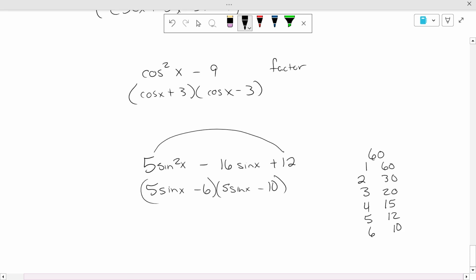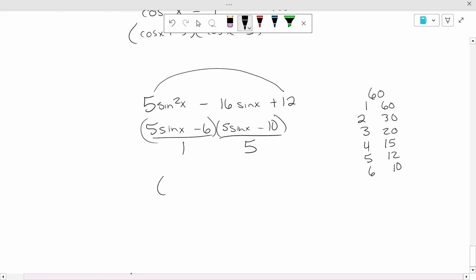Why did I go minus 6 and minus 10? They have to multiply to be positive. They have to add up to be a negative. This one, the greatest common factor is 1. This one, the greatest common factor is 5. So it's 5 sine of x minus 6. That doesn't look like a 5. Now it does. 5 sine of x minus 6 and sine of x minus 2. Okay? So factoring. And then we'll have some identities on there.